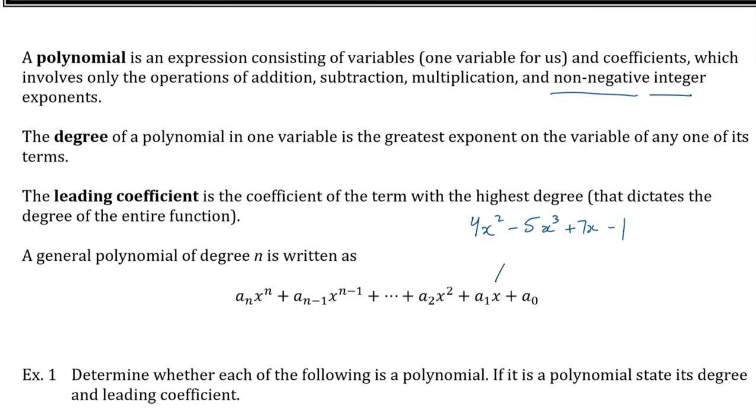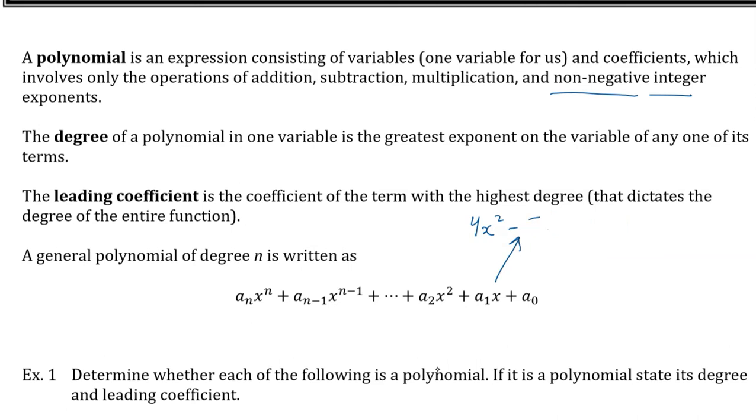So the leading coefficient is the coefficient of that term, and we often call it A. So A is -5. Leading sounds like it's the first, so people would think it should be the 4, but this is written out of order. So leading coefficient is the coefficient of the term with the highest degree, okay? And that's the one that's dictating the degree of the entire function.